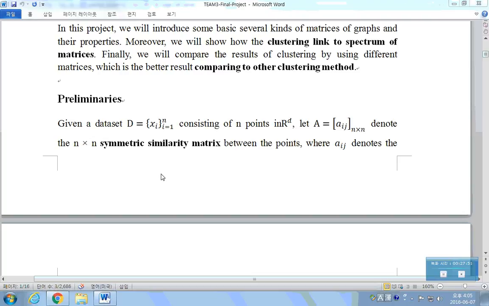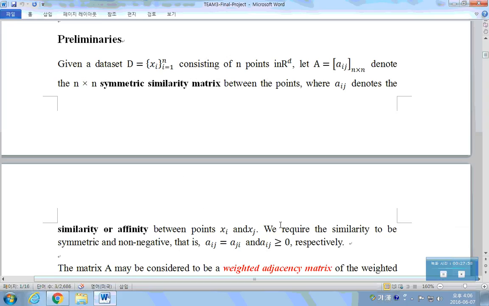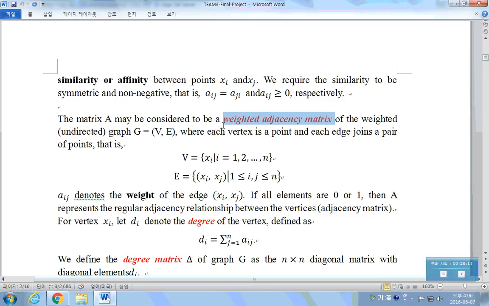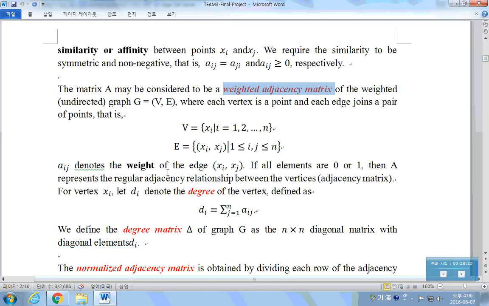In this project, some kinds of matrices are introduced. The first one is called the weighted adjacency matrix. This relates the vertices. This is also a symmetric matrix.